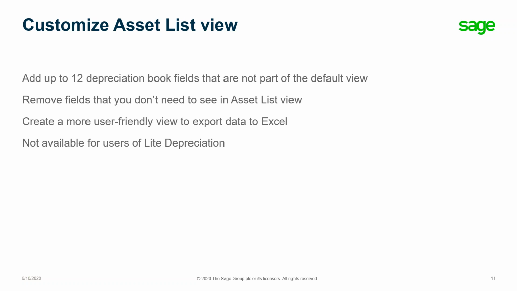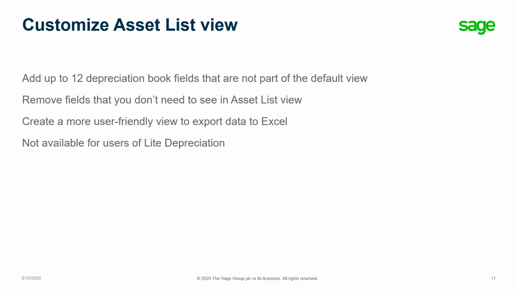You can remove fields from that view. That's not the same as hiding them. You can actually remove them from the view if you don't want to see them when you're looking at asset list, but you'd still see them in detail view. And that will create a more user-friendly view. And there's an export to Excel option right on our list view screen. You could add the fields you want and then get a more friendly export to Excel.